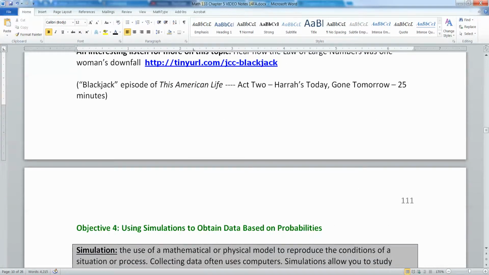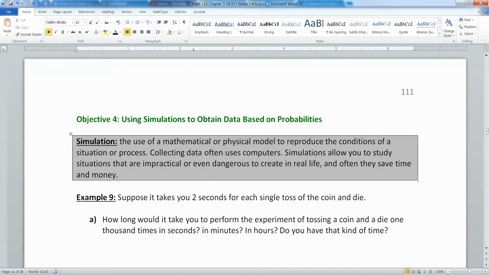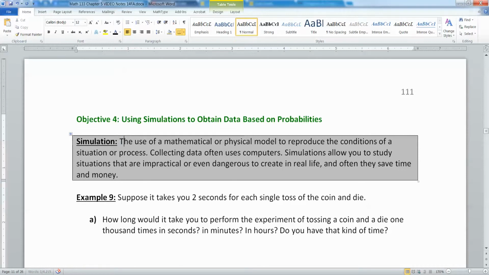So suppose you want to run an experiment many times, but you just can't physically do it. You don't have the time, you don't have the money, you don't have whatever it takes. That's when we use mathematical or physical models to reproduce the conditions of the situation. For example, you toss dice or things like that, or you can use computers to do it for you, which is the way probabilities in the upper levels have been going for a while.